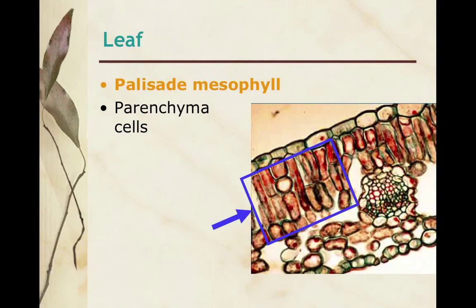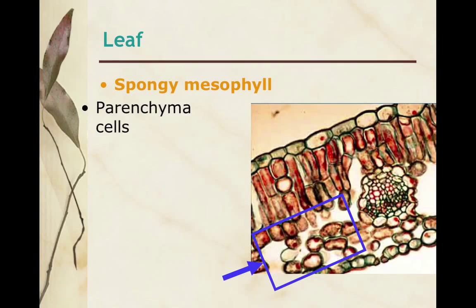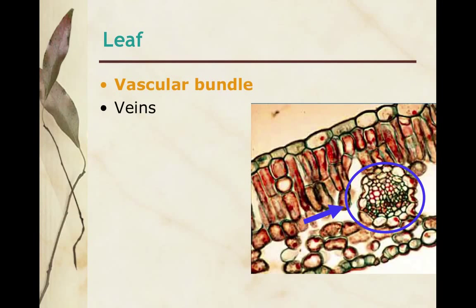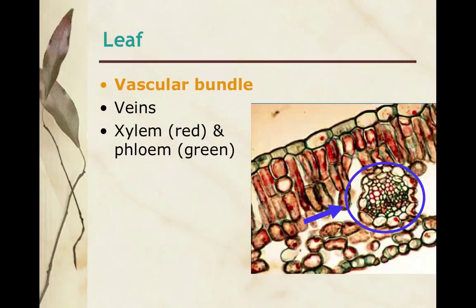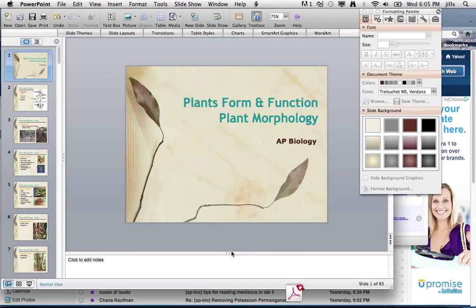And then you have palisade mesophyll, which is made out of parenchyma cells. They're very tightly packed cells, and that's where lots of photosynthesis is occurring. And then you can have spongy mesophyll, where there are more parenchyma cells that are loosely arranged, and more photosynthesis is occurring. And there are air spaces to help with gas exchange from photosynthesis. And then finally, you have your vascular bundle, or these are also known as veins at this point, because you have your xylem, your bigger cells, and your phloem, which is green, and then there are bundle sheath cells surrounding the bundles that help kind of protect it.